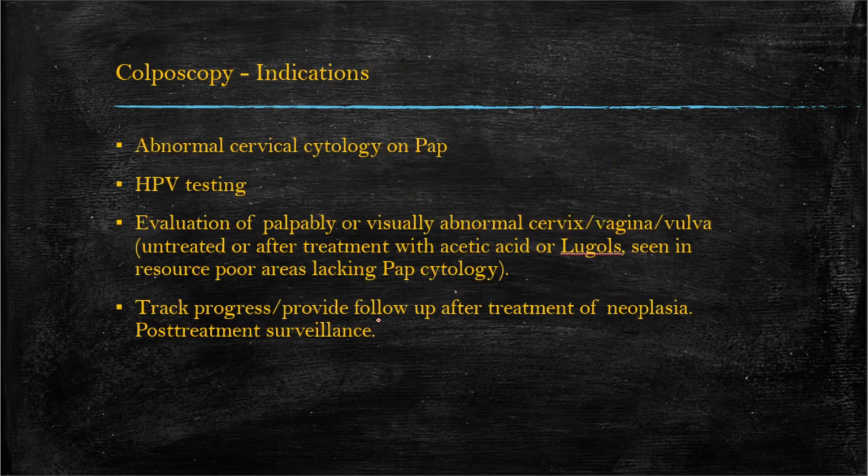So, colposcopy in general, the indications: abnormal cervical cytology on a Pap smear, of course. We can also do HPV testing from either Paps or from the tissue biopsies from colposcopy. And then you can evaluate either palpably or visually abnormal appearing areas in the cervix, vagina, vulva. Also, you can track progress and provide follow-up after treatment.